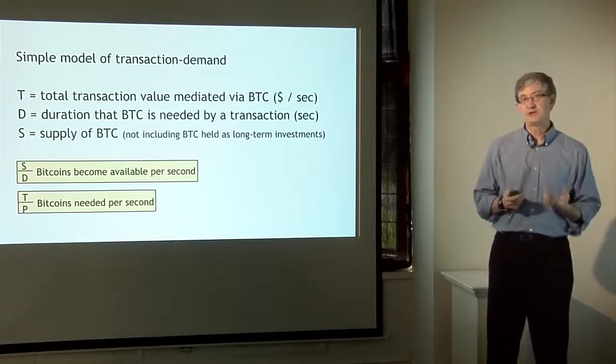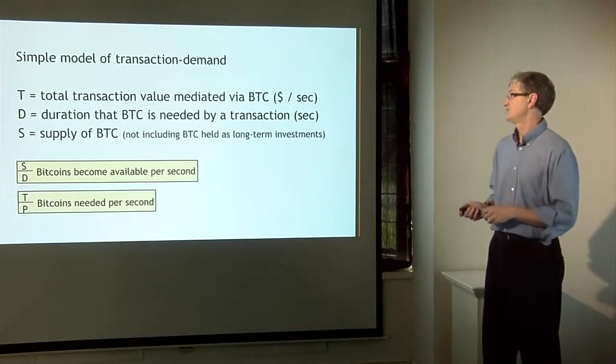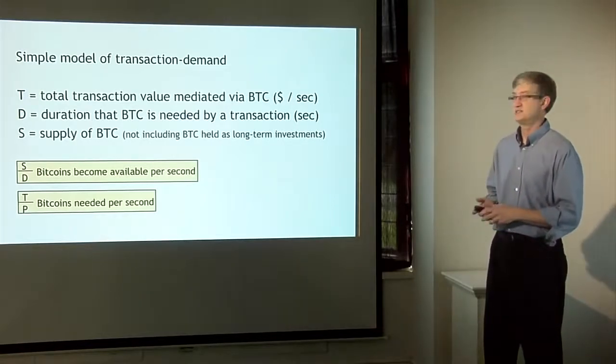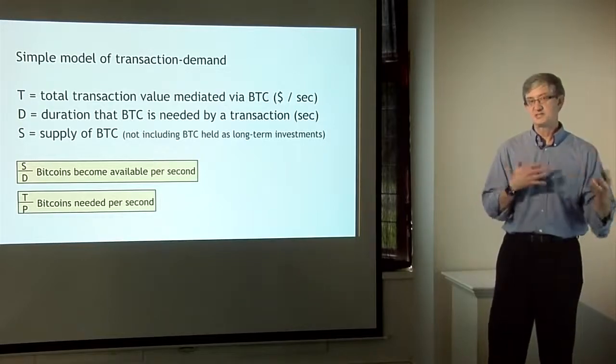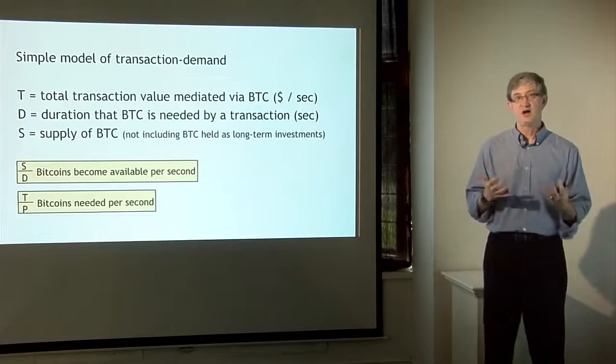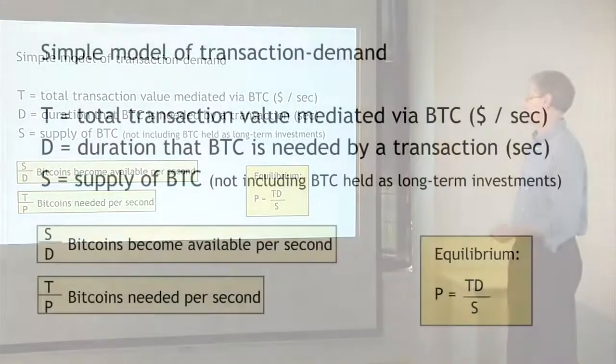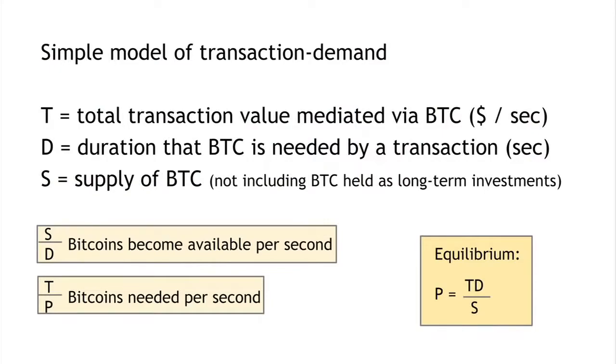And so the equilibrium condition, the point where you'll end up in this market, is where the supply, S/D, is equal to the demand, T/P. And so if you set those two expressions equal to each other, and then you solve for P, the price, what you get is this: in equilibrium, the price should be equal to T times D divided by S. All right, so what does this mean?